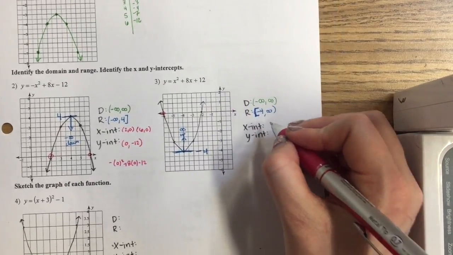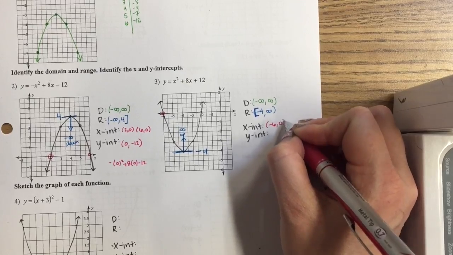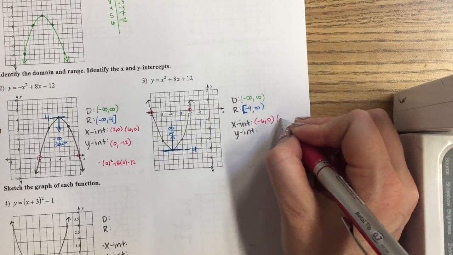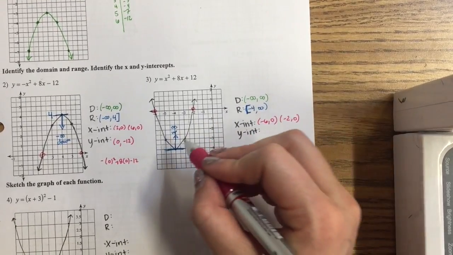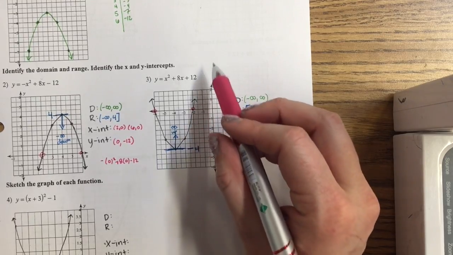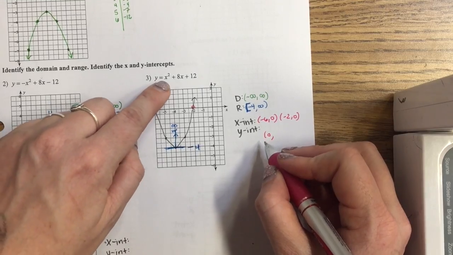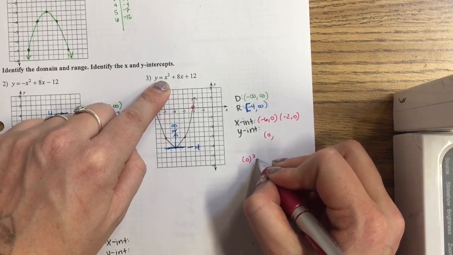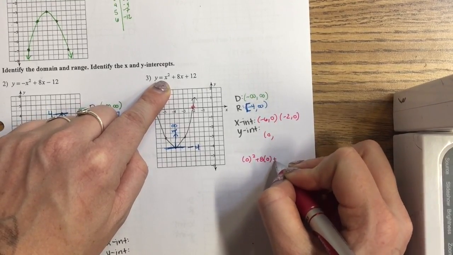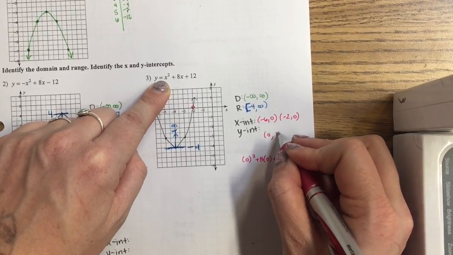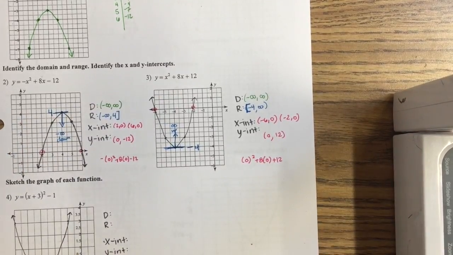Intercepts, I have negative 6, 0, and negative 2, 0. My y-intercept won't show up on my graph, so I plug 0 in for the x. When I enter that onto my calculator, it ends up being a positive 12.